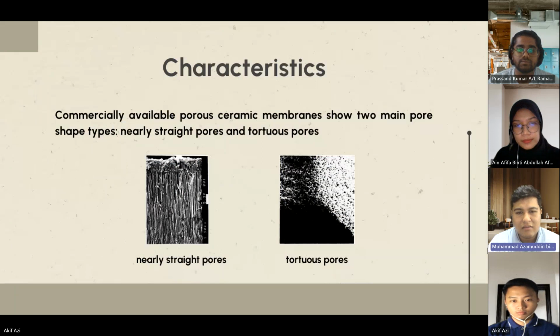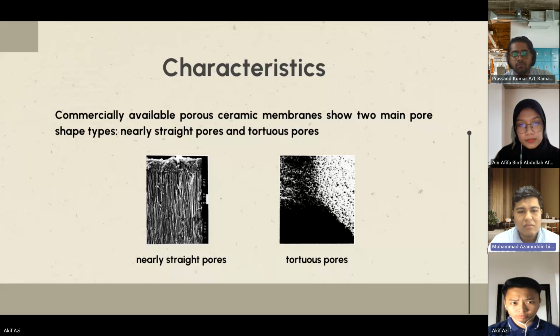So these are the characteristics of microporous ceramics. Commercially available microporous ceramic membranes show two main pore shape types. The first is nearly straight pores and the second is tortuous pores.